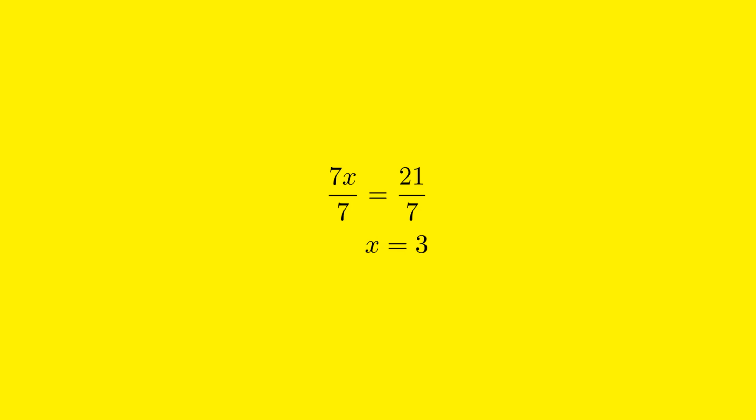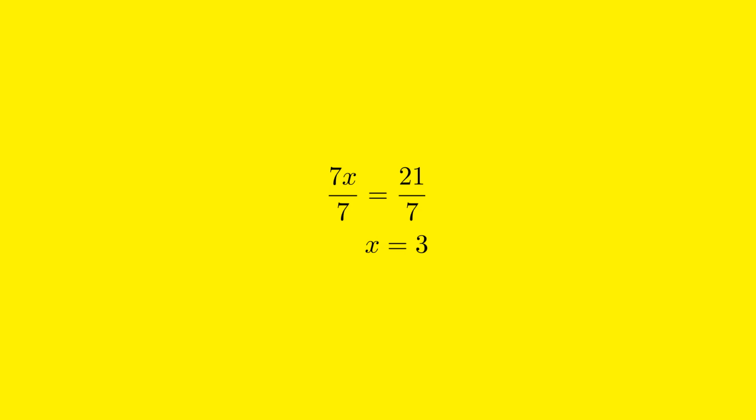In our case, we will divide both sides of the equation by 7, which is the number currently multiplied by x. First, let's address the left side. When we divide 7x by 7, we are left with x because 7 divided by 7 equals 1, and 1 times x is just x. Now let's address the right side. We need to divide 21 by 7. 21 divided by 7 equals 3.